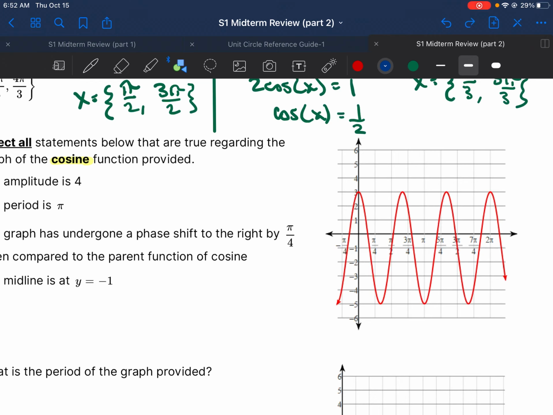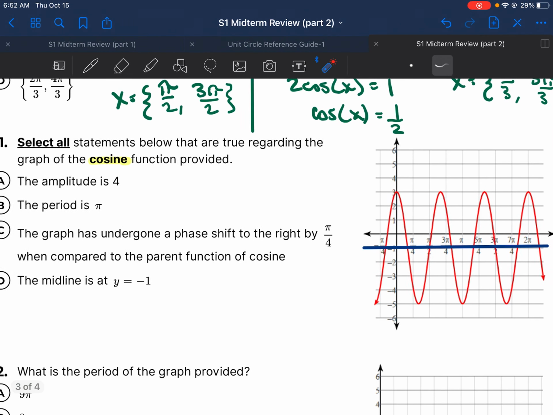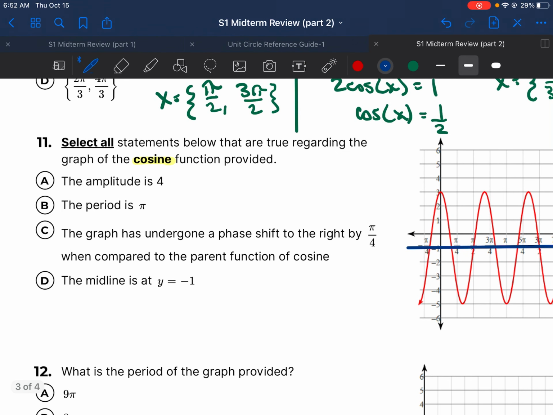let me make that a little bit better. The midline is here at -1. I know that because the distance from the midline to the top is equal to the distance from the midline to the bottom. So that distance that we were just talking about, from the midline to a maximum or the midline to a minimum, was 4. So the amplitude is in fact 4.